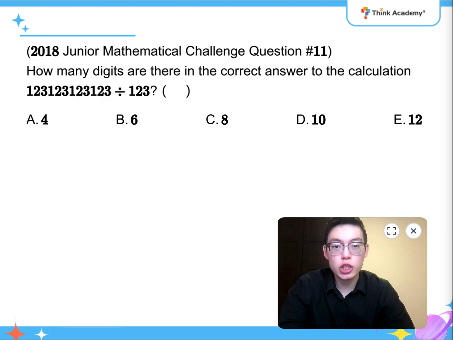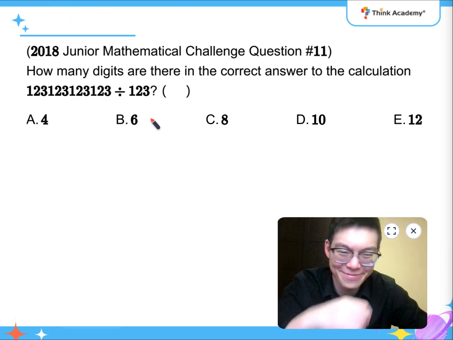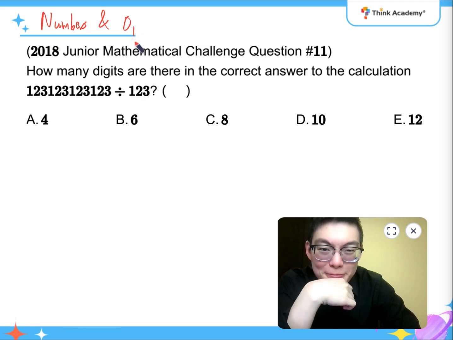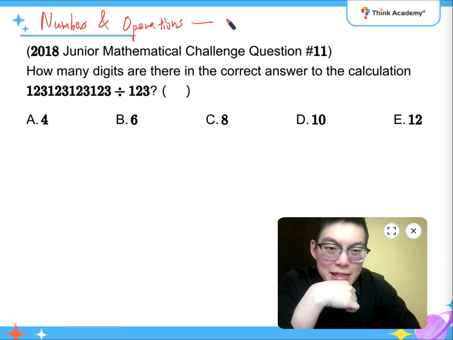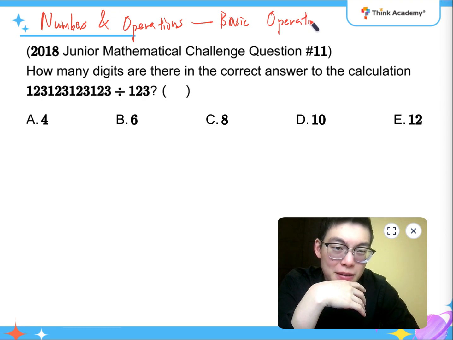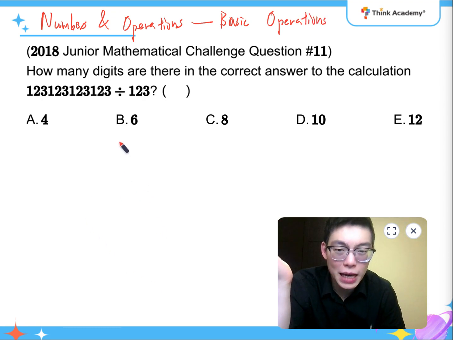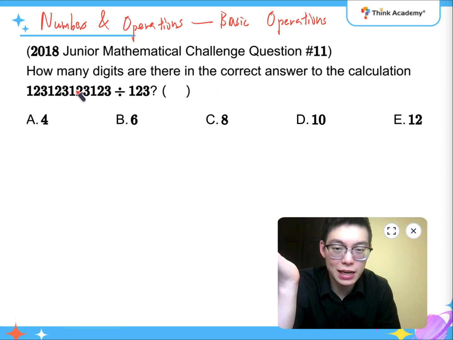And then moving on to question 11. So, numbers and operations again. And this is basic operations, which is just a division. How many digits are there in the correct answer to the calculation? 1, 2, 3, 1, 2, 3, 1, 2, 3, 1, 2, 3, divided by 1, 2, 3.